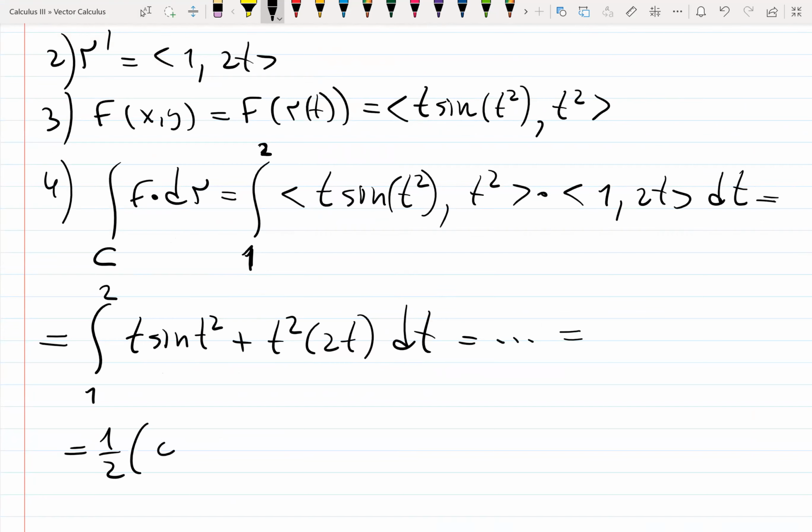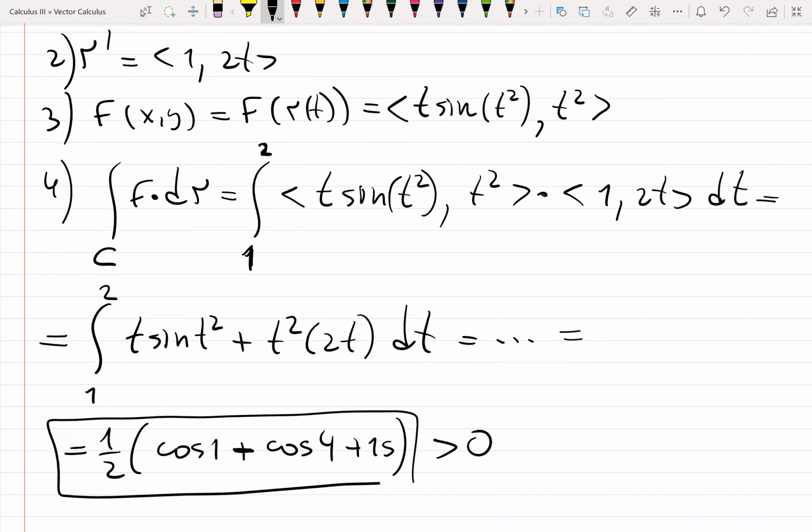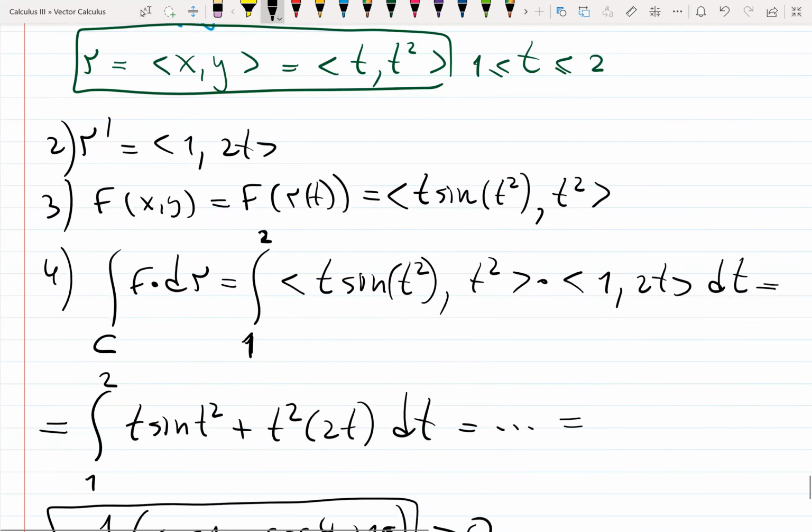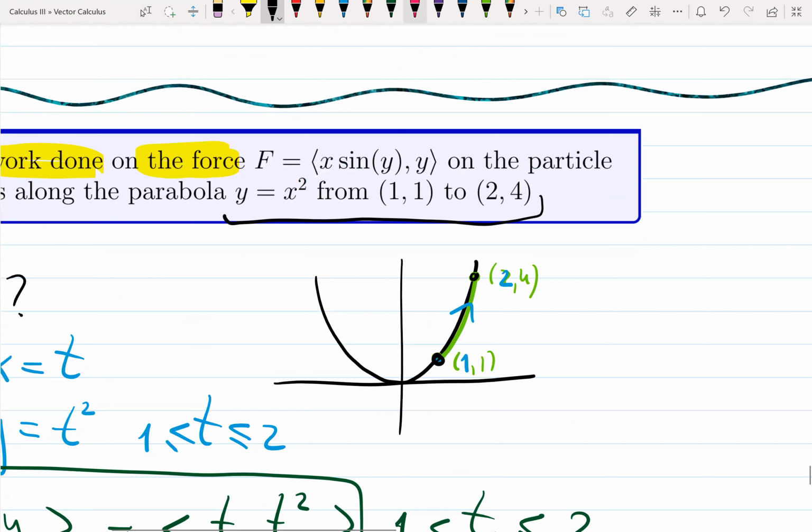One half cosine 1 plus cosine, or minus cosine 4 plus 15, which is positive. I just need to know the sign. Well, I need to know the number, if it's big or not, and the sign of that number. Positive means your field was helping that particle to move on the parabola from this point to this point. And the field was like shooting some kind of arrows, up and down.